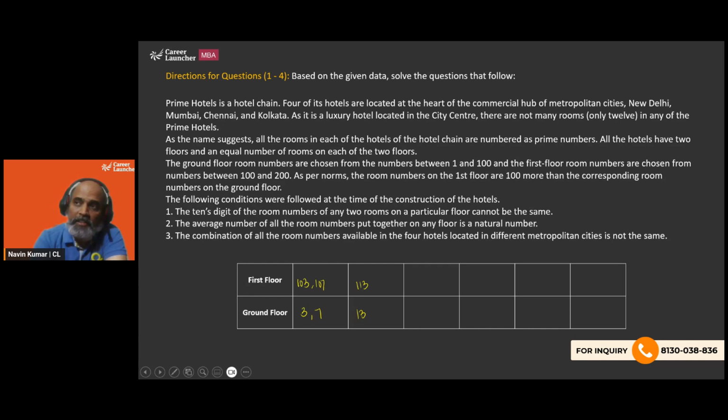Let's look into the 30s. 31 is a prime number, and so is 131. Okay, after 31, we have got 37. 37 is a prime number, and so is 137.